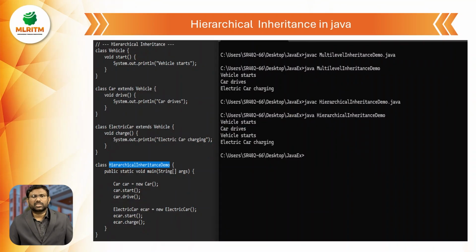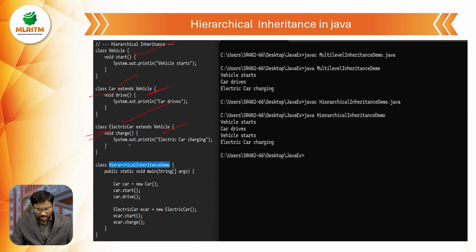So till now we have discussed single-level inheritance and multi-level inheritance. Now we are going to discuss hierarchical inheritance. In hierarchical inheritance, one parent class is there, Vehicle, and two child classes are there: Car and ElectricCar. Here I have written class Car extends Vehicle, and ElectricCar extends Vehicle.